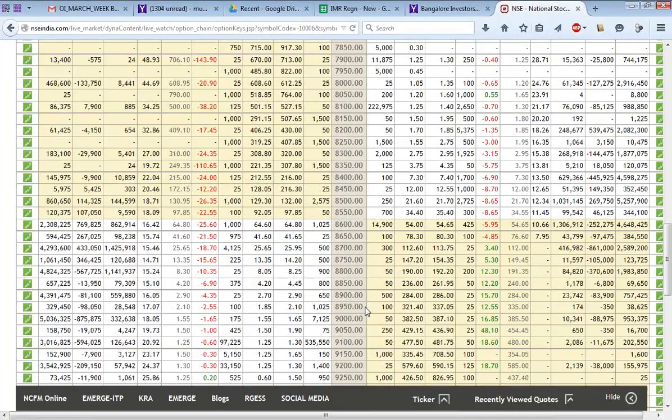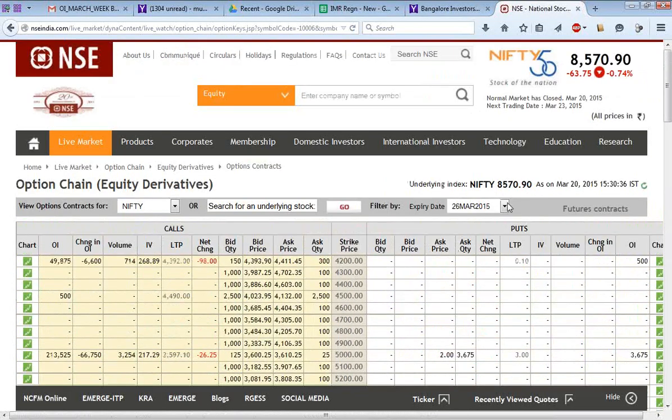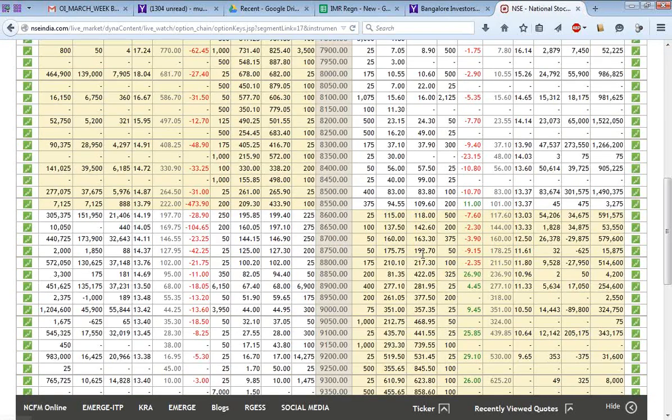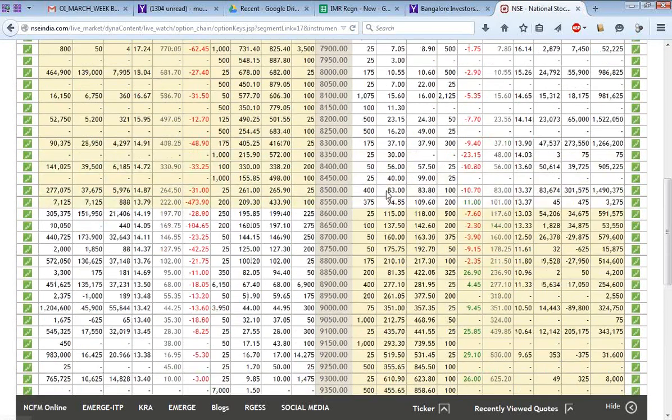So let's see how much that is. So this is all 21 bucks. If we go to April, the 8500 one is 83 rupees. So effectively you will be short at 60 bucks. That is 1500 rupees is the cost of being short for April. I think it's a worthwhile thing.